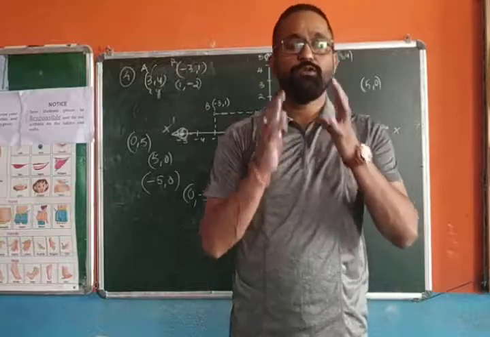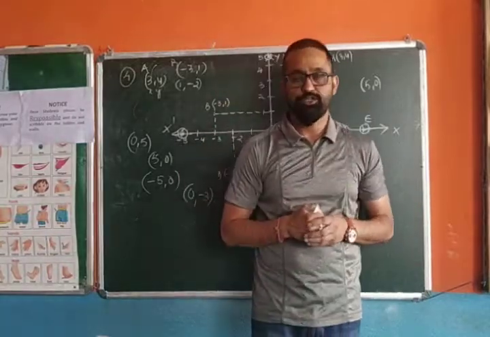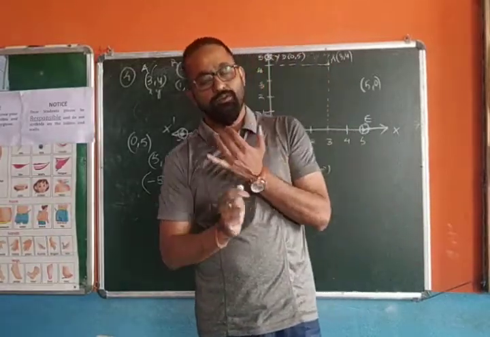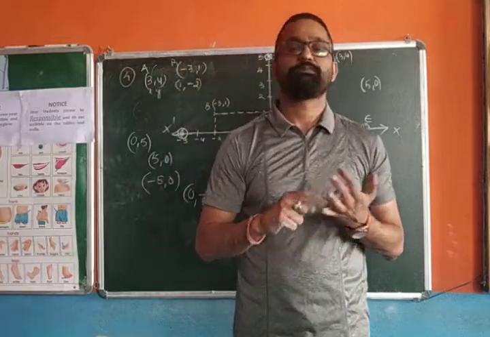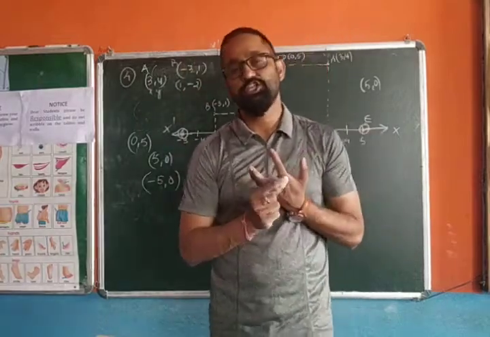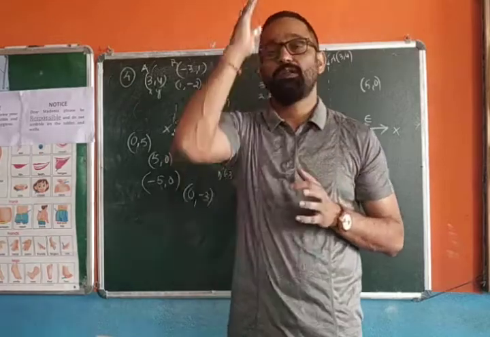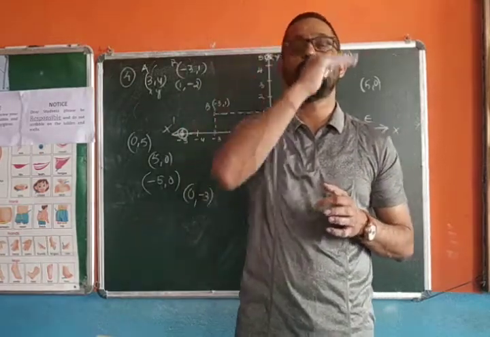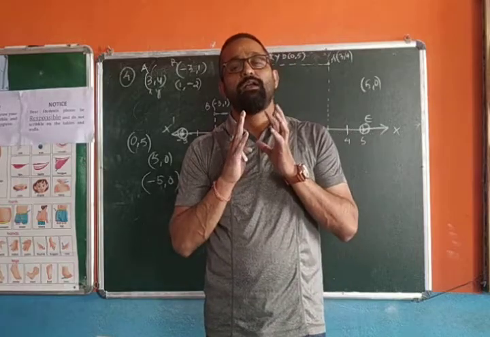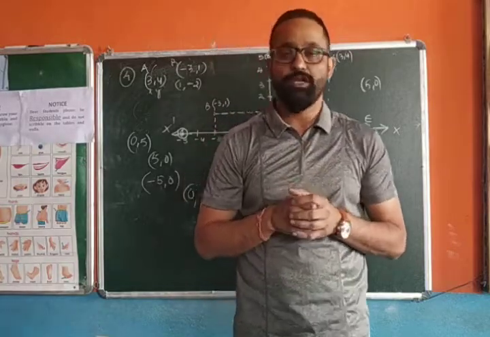So please do go through the chapter: coordinate geometry, ordered pair, Cartesian system or coordinate system, division of graph in 4 quadrants, and then plotting of the points.